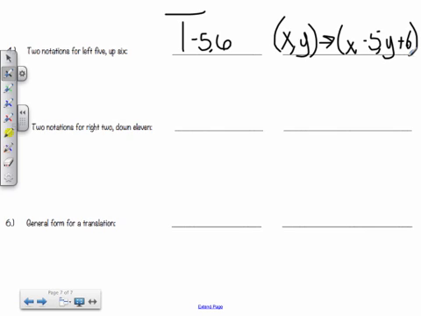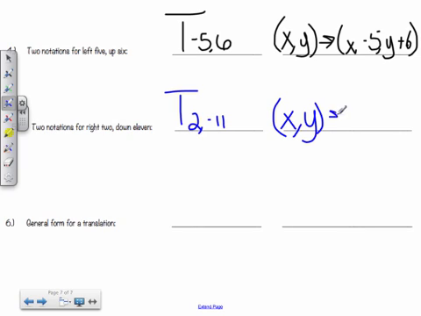Okay, in number 5, the 2 notations for right 2 down 11 are going to be T, capital T, and then I'm going to write a positive 2 and a negative 11 like this. Okay, and then the other way I could do it is I could say x, y turns into x plus 2 and then y minus 11. And then I would just close my parentheses and I am done with that.